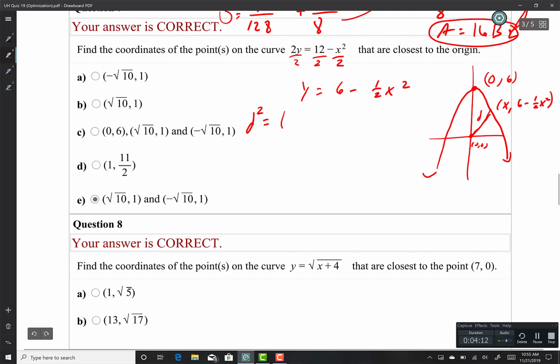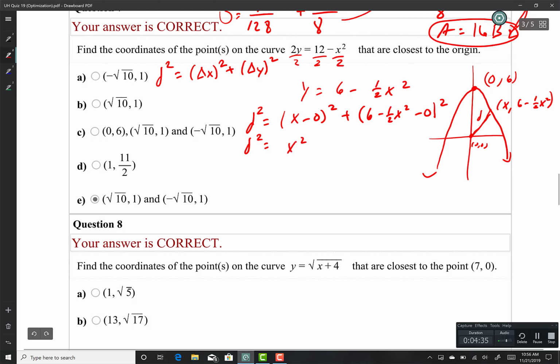The origin is 0, so x minus 0 squared plus, and then the y value is 6 minus 1/2 x squared minus 0 squared. So all I did was the distance formula, guys, which is change in x squared plus change in y squared. That's all I did.